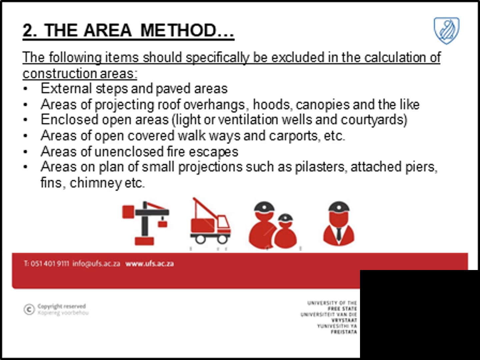So your area method, the following items should specifically be excluded from your calculations: your steps, paved areas, areas projecting over roof overhangs, hoods, canopies, and the like, enclosed open areas like ventilation wells and courtyards, areas of open covered walkways, areas of unenclosed fire escapes, areas on plan of small projections such as pilasters, attached piers, fins, chimneys, etc. The main thing about this is to make sure that you compare apples with apples, hence again the repetition of what I've said already.